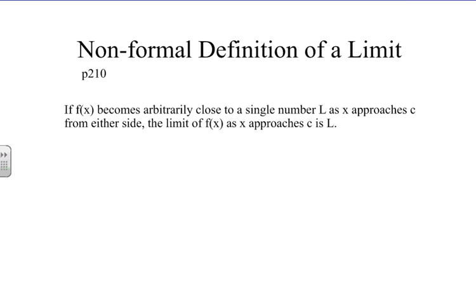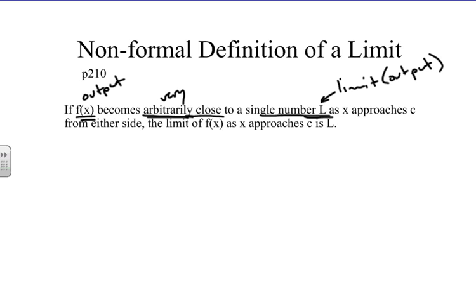Now, what does that mean? Well, what we're asking here is we are going to find f of x. f of x is our output, and we want to figure out that it becomes arbitrarily close, which means very close or really close, to a single number L. This L that we're trying to find is what we refer to as the limit. So essentially, a limit is an output. It's a y value that we are approaching, that we get really close to.